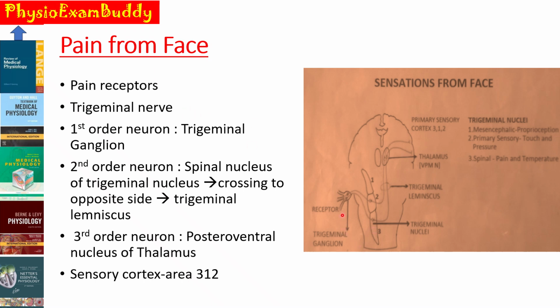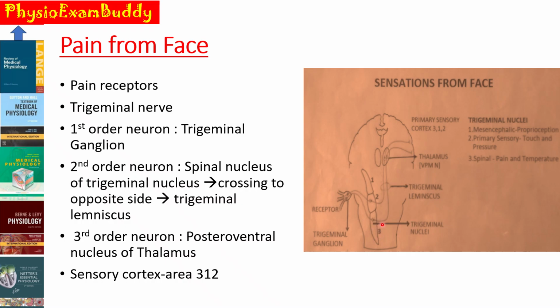So the fibers from the pain receptors first go into the trigeminal nerve, and it will be going into the trigeminal ganglion, and from there it is going into the spinal nucleus, that is the third marked nucleus, which forms a second order neuron, and then it will cross into the opposite side. So you have to draw a midline here.